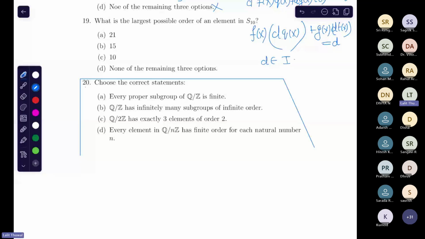So is there any question in this still? Because this is a very important group, and you should solve some questions, okay?